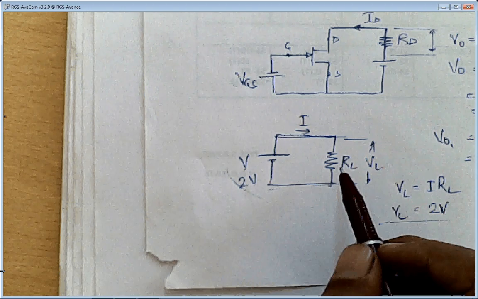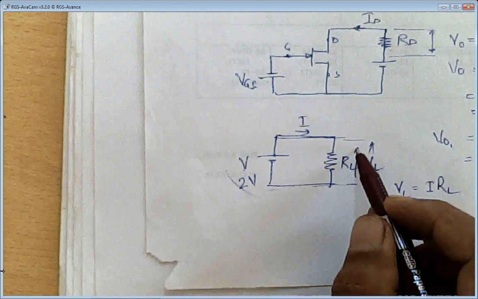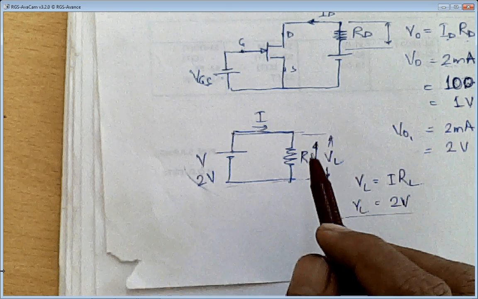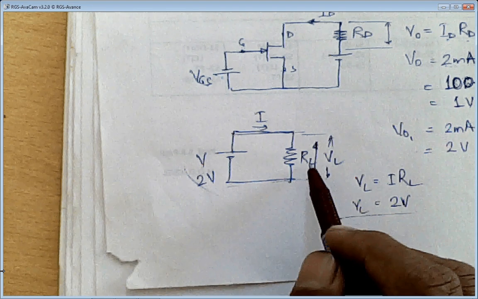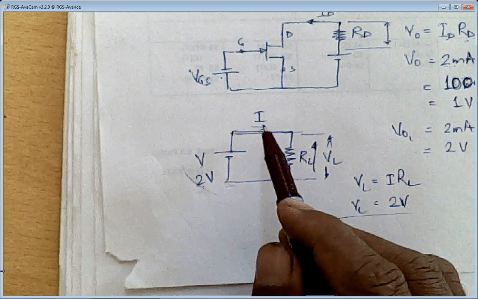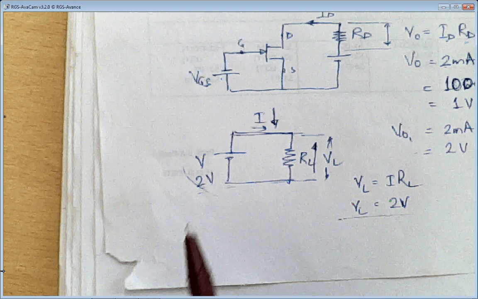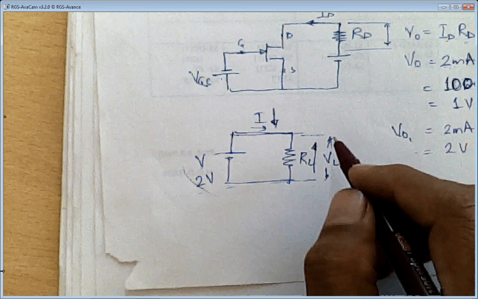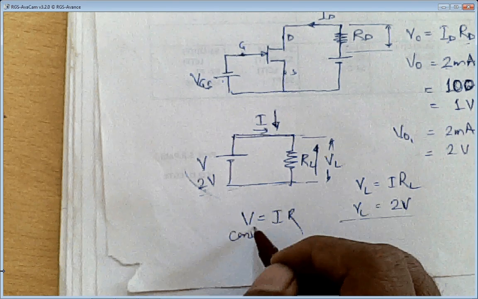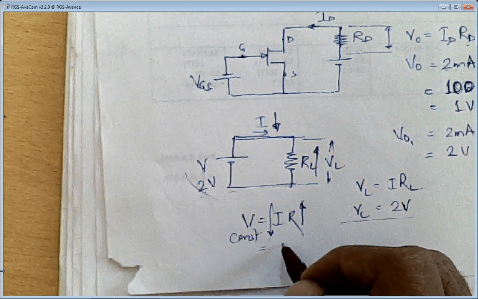If I change the resistance from the previous 1k to 10k, I have increased it by 10 times. So if I increase RL and I continue giving 2 volts, then what will the current be? Now current will decrease, but the voltage VL will remain constant at 2 volts because of Ohm's law, which says V is equal to IR. V is constant, and by increasing R, I will decrease, and this potential will always remain constant.